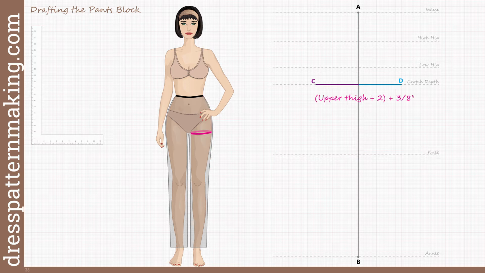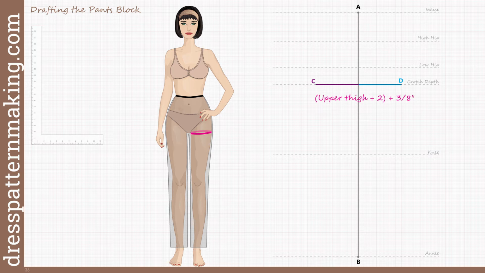Take your upper thigh measurement, that is your upper thigh at your crotch level, as high as you can get, and divide it by 2 and then add 3/8 of an inch ease. Using the total of that calculation, draw a line from C to D on the crotch depth guideline, with A to B line at the centre of that measurement. Mark the points C and D.